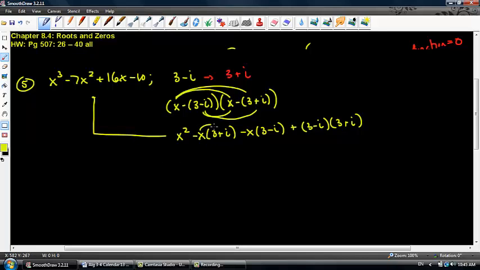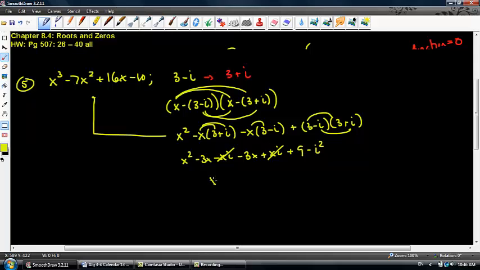So let's go and distribute this in. This is negative 3x minus xi. This is negative 3x plus xi. And this is 9 minus i squared here, and an x squared here. So let's go ahead and clean everything up. The xi's should go away. All imaginary numbers should go away when you create your new polynomial.